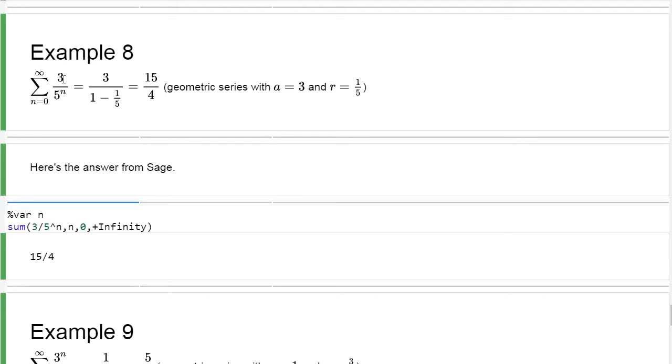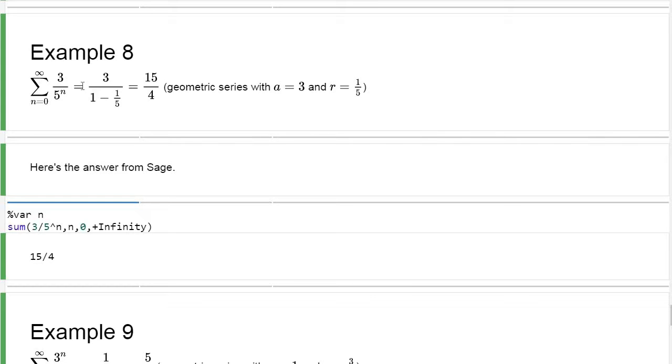n equals 0 to infinity of 3 over 5 to the n. So what's the first term? Well, you plug in n equals 0. That's where it starts. So you get 3 divided by 5 to the 0. 5 to the 0 is 1, so the answer is 3. So 3. What is the common ratio? The common ratio here is a fifth. Okay, the r is whatever's being raised to the nth power. And what's raised to the nth power here is a fifth.